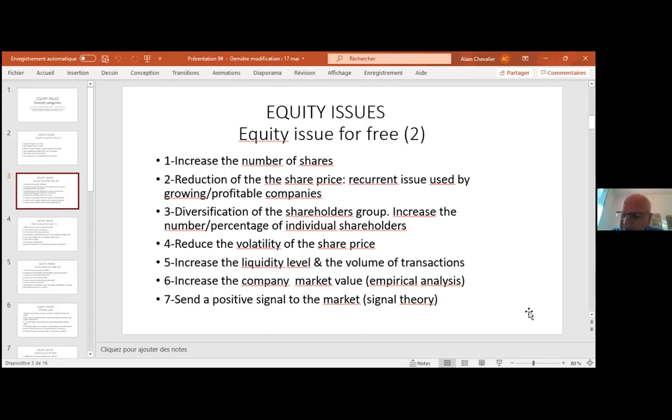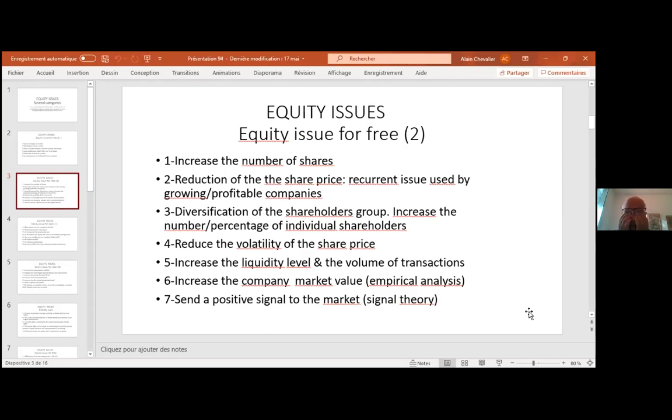So, CFOs can have an influence on the liquidity level. It is clear, they can have an influence on the volatility, and with policies in order to increase the liquidity level and to reduce volatility, they can create value, market value at least.